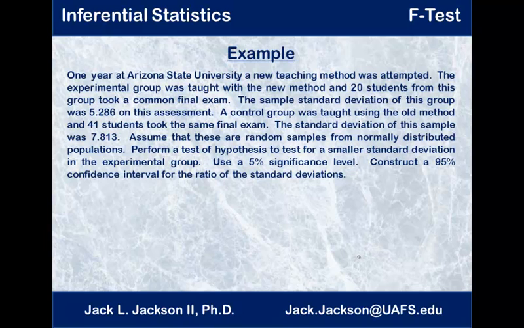Now assume that these are random samples from normally distributed populations, and remember that was important for us. We're going to perform a test of hypotheses to test for a smaller standard deviation in the experimental group. Obviously it was a slightly smaller sample, but is it statistically significantly smaller? That's what we've got to find out. We're going to use a 5% significance level, or 0.05 alpha level. And we're also going to construct a 95% confidence interval for the ratio of the standard deviations. So we're going to compute both an F-test and an F-interval.